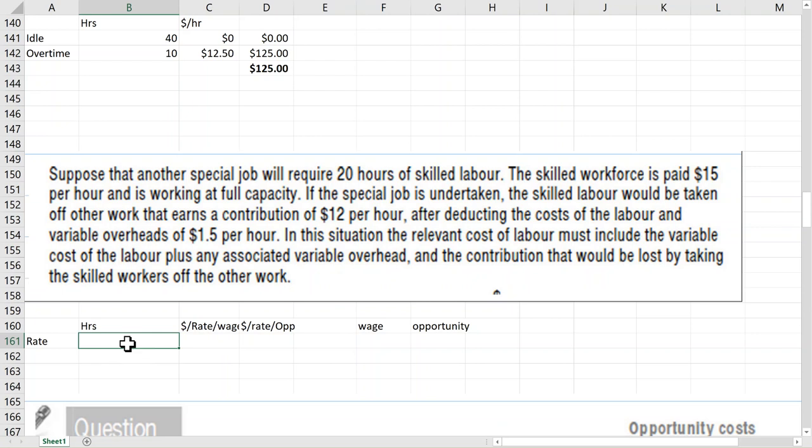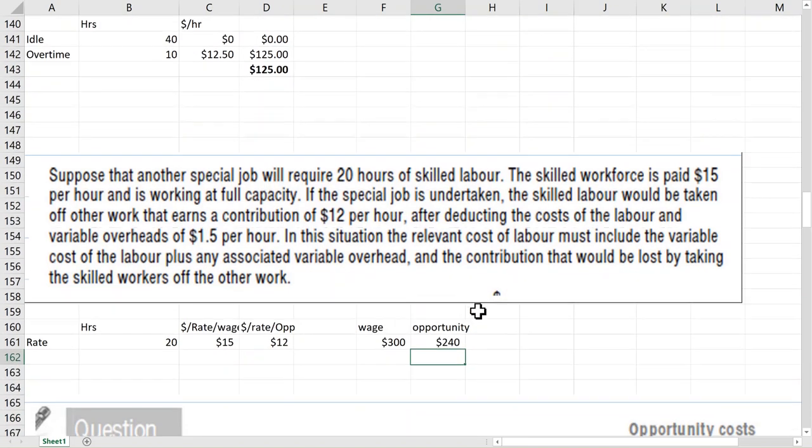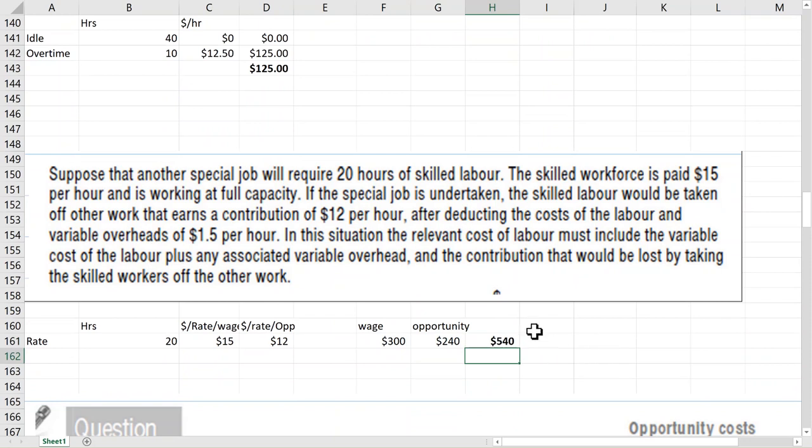So the rate of employee is 15. So the hours are 20 and the rate of wage is 15. And we have opportunity costs, contribution foregone 12. And also there are overheads of 1.5 after deducting that. So it said after deducting. So multiplying by 15 will be the wage, and then the next will be opportunity cost. Adding it together, we have 540 relevant costs that we will charge.